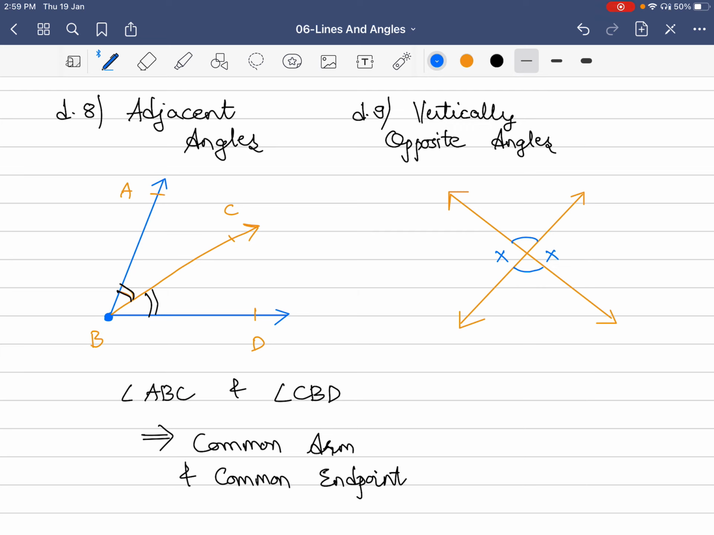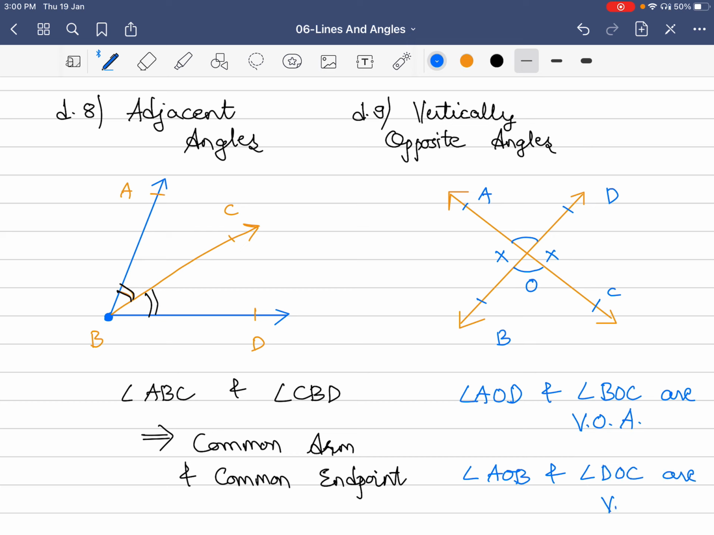In fact, let's give them names so that it's easy to note down. Let's say this is A, B, C, D, and let's say this is O. So angle AOD and angle BOC, they are, I'm going to just write VOA, which means vertically opposite angles. Similarly, angle AOB and angle DOC are also vertically opposite angles. So that is our final type of angle, vertically opposite angles.